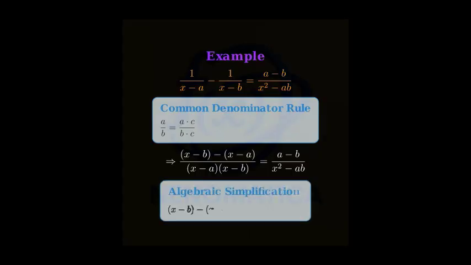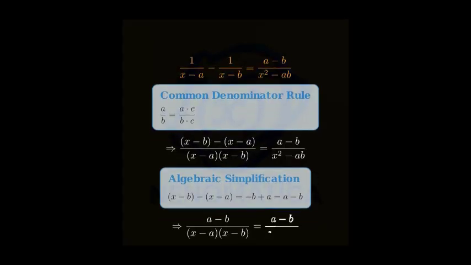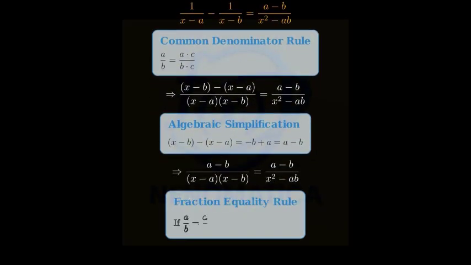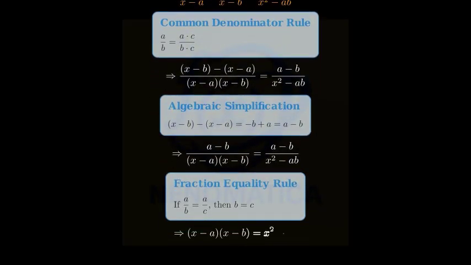Now, let's simplify the numerator in the left fraction. We have x minus b minus x plus a, which simplifies to a minus b. Since we now have the same numerator on both sides, a minus b, we can set the denominators equal to each other. This gives us x squared minus ax minus bx plus ab equals x squared minus ab.